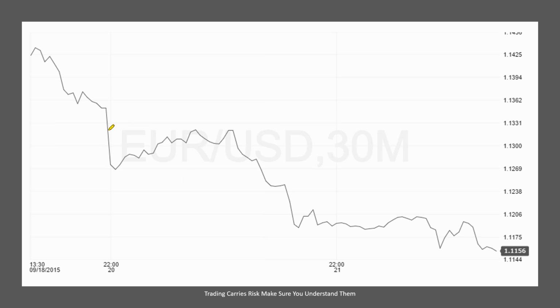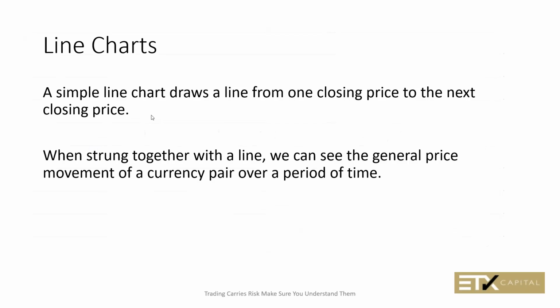Today, virtually nobody uses a line chart, because it doesn't give us enough information. So a line chart is simply a string of prices that gives us a general price movement of an asset.